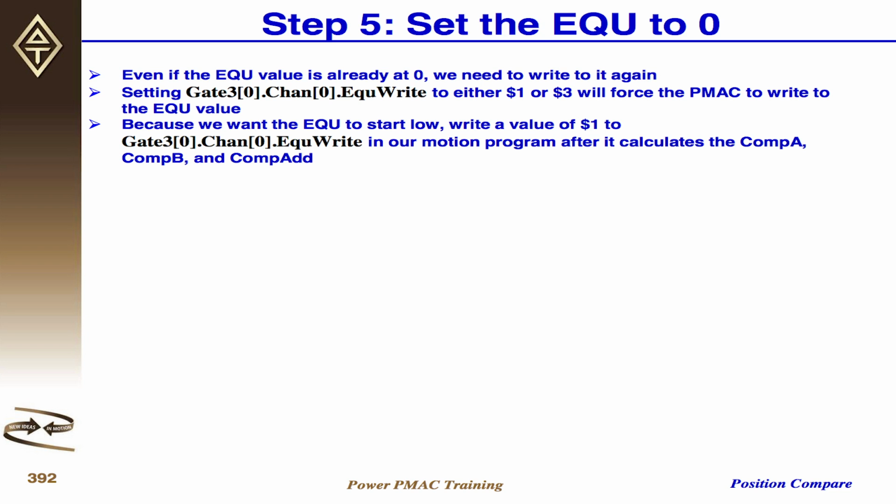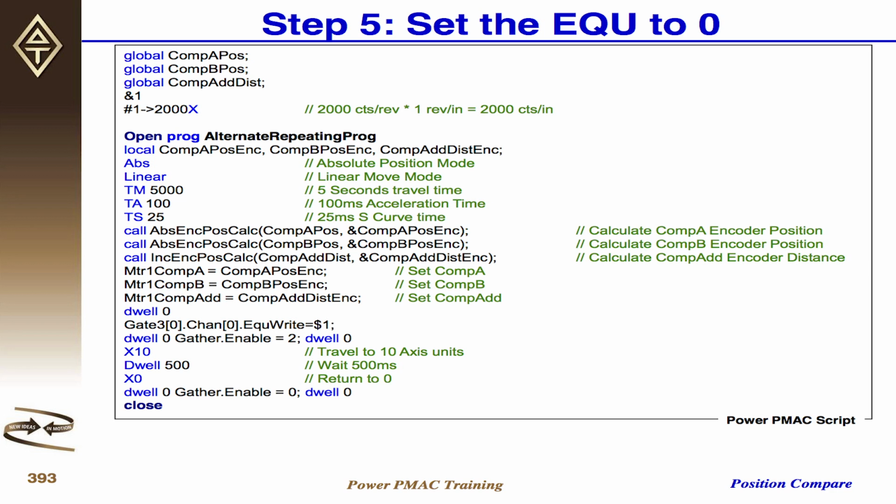Because our motion program is the one that's setting the Comp A and Comp B, we need to edit this into our motion program. So now we set our Comp A, Comp B, Comp Add with these 3 lines here, and then we're adding another line below those: gate30.chan0.EQU write equals $1. If we add this line in here, PMAC will not increment on that first pulse. Make sure you issue dwells everywhere to make sure everything takes.